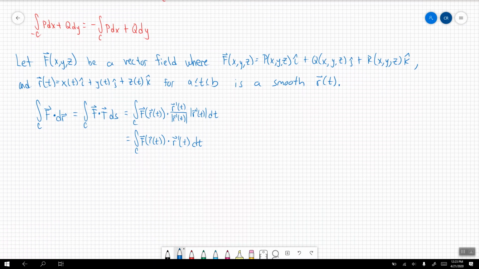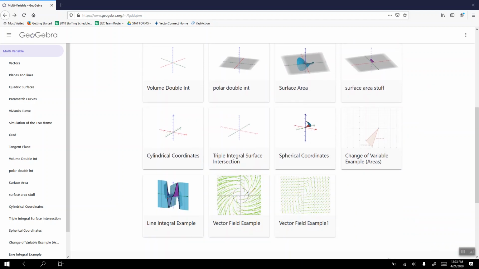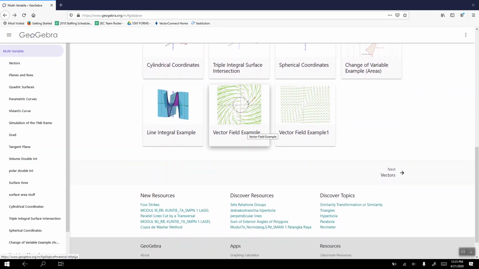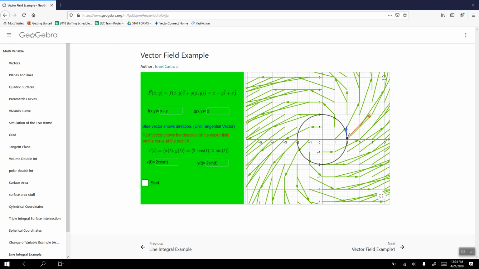All right. Now, what does that look like? Well, let's go on to GeoGebra. All right, so we're back here on GeoGebra, and I'm going to go down here to this vector field example and click on that. There we are. So again, what I did here is I took this vector field, and that's all of these arrows. Notice all the arrows are not a unit 1 vector, so it makes it look a little bit more convoluted.